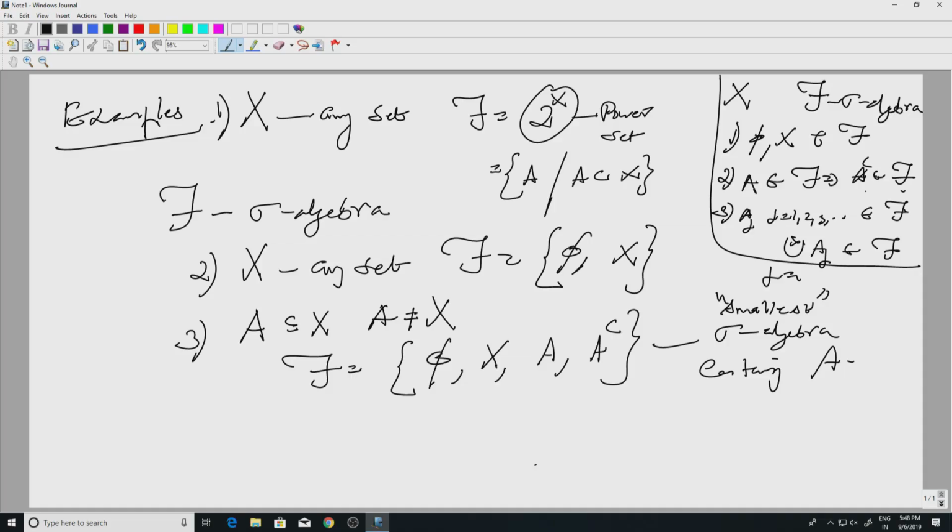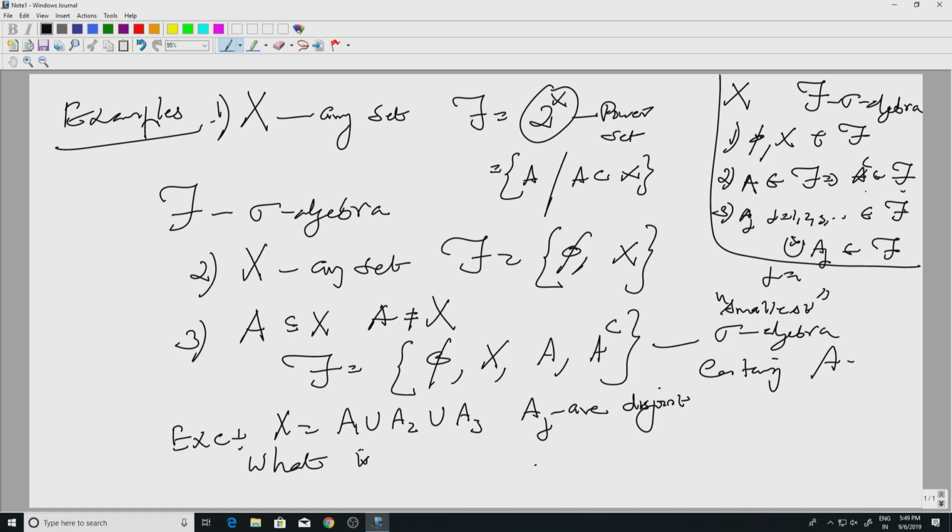So, a simple exercise would be to write down a sigma algebra containing more than 2 sets. So, let us take X to be equal to A1 union A2 union A3, where the Aj are disjoint. What is the smallest sigma algebra containing Aj, j equal to 1, 2, 3?